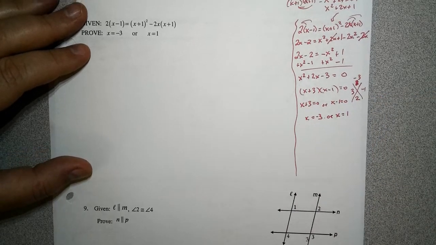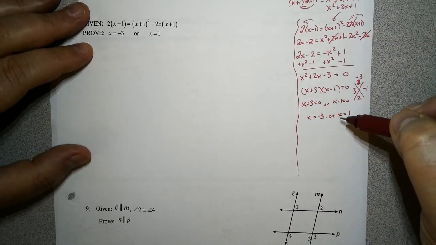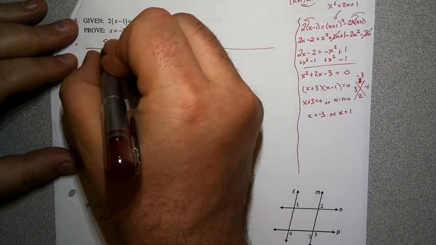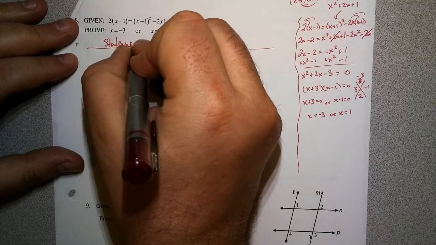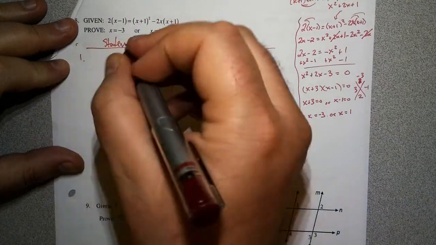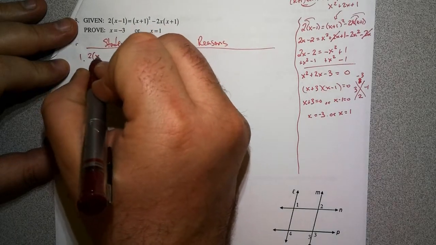Okay? So now I'm going to take this work and put it into a proof. So we'll start with our 2 columns. We always do statements and reasons on the top. Okay? And then the first one is always the given.